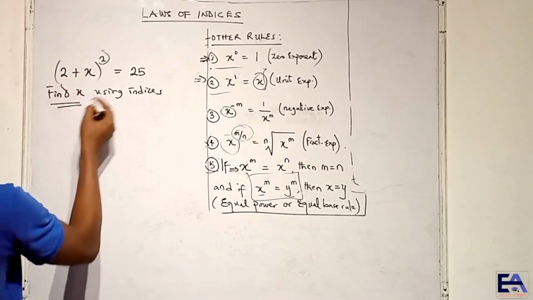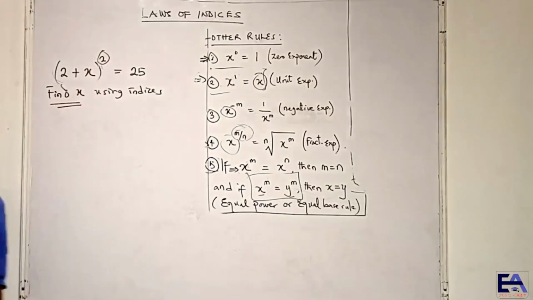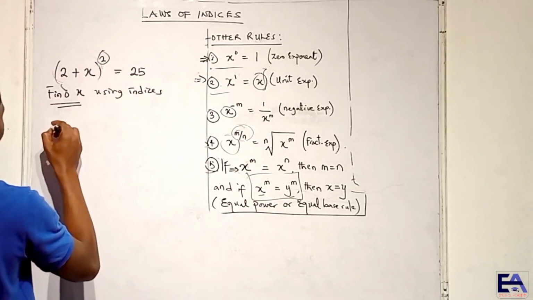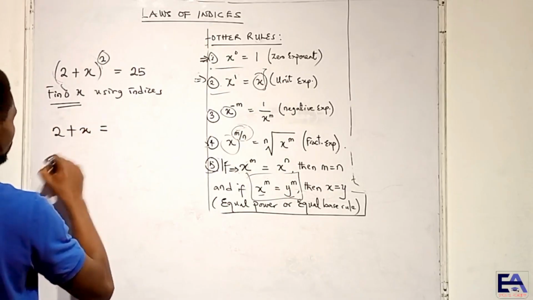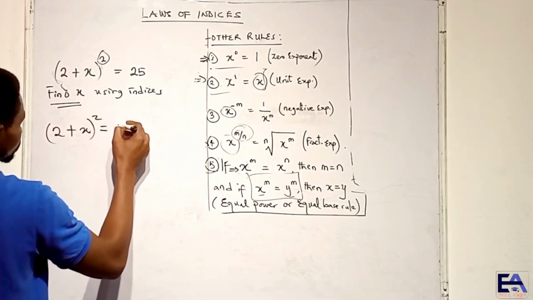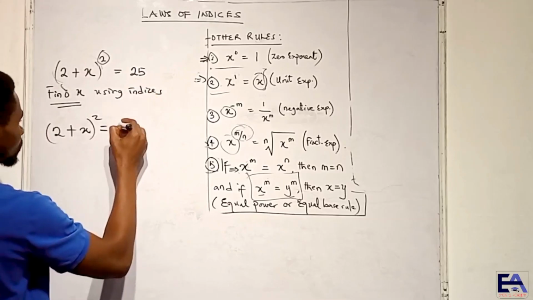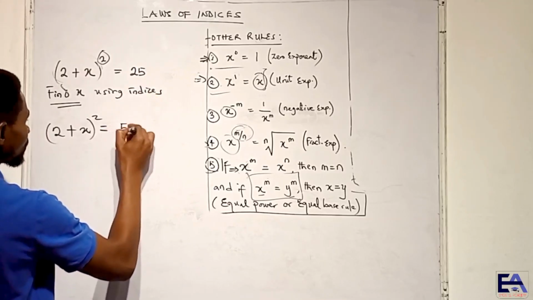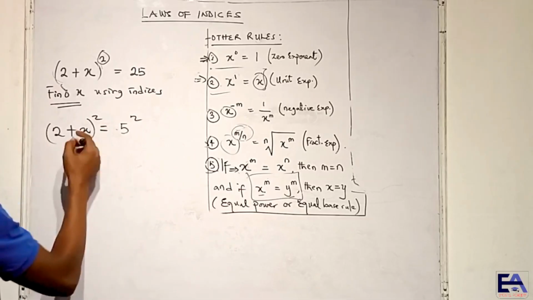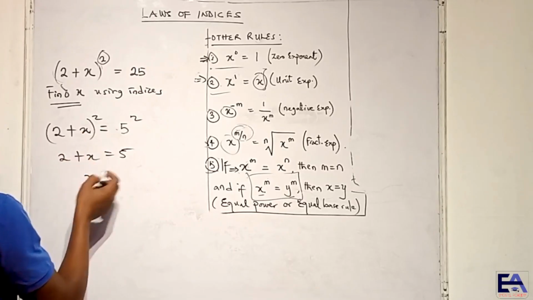So if you have that, in as much as it's a single power, hovering around this whole expression on this side, you could as well make the two of them to be the same power. So you can have (2 plus x) all squared is equal to 5 raised power 2. Since the two powers are the same, it means automatically that 2 plus x is equal to 5.